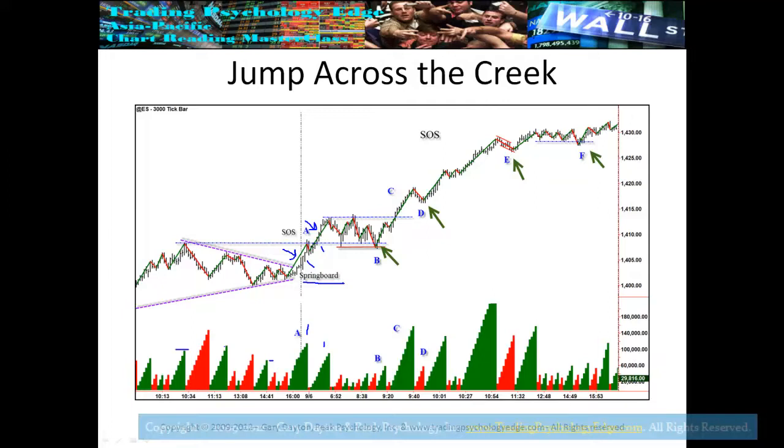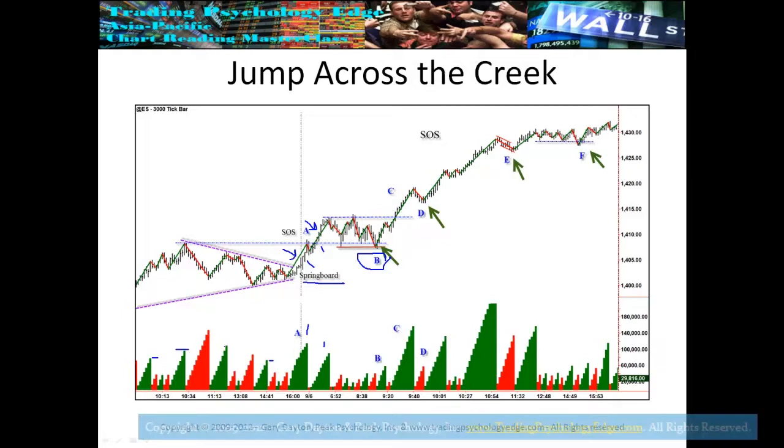If we go back here, right? Then look at what happens. We get this little backup, and it's a spring. It's a spring on top of the creek. Oh, I love it. Can't get too much better than that.